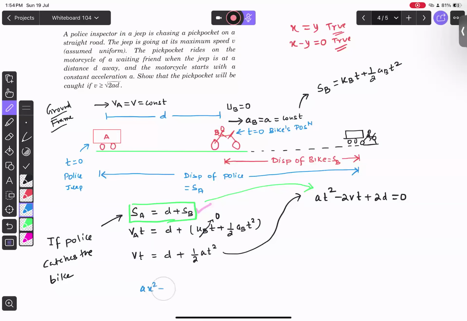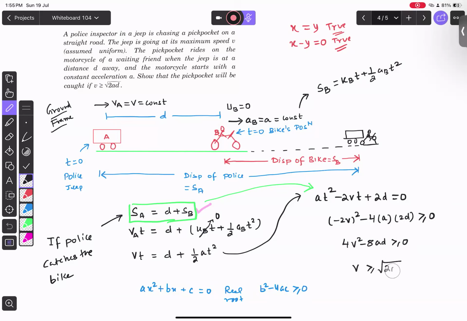There is a math thing. I hope everyone knows that, no? Correct? If I give you this quadratic, for real roots the condition is that the discriminant, which is b square minus 4ac, should be more than or equal to 0. Same thing I'll be doing here. b square, which is minus 2v square, minus 4ac, which is 4 into a into 2d, must be more than or equal to 0. So 4v square minus 8ad must be more than or equal to 0. So v square must be more than or equal to 2ad.